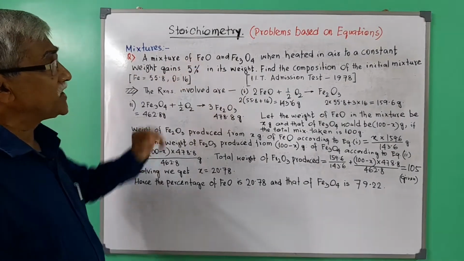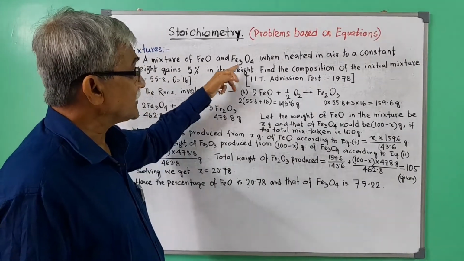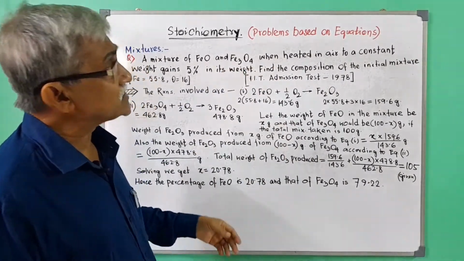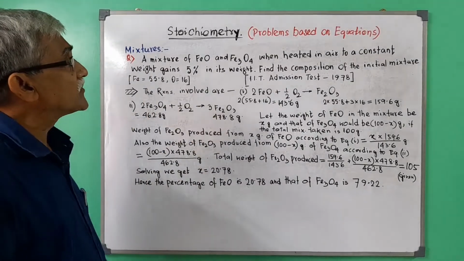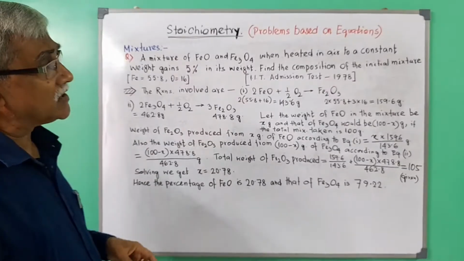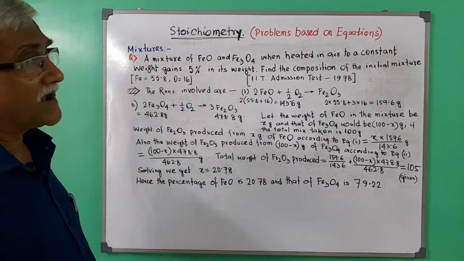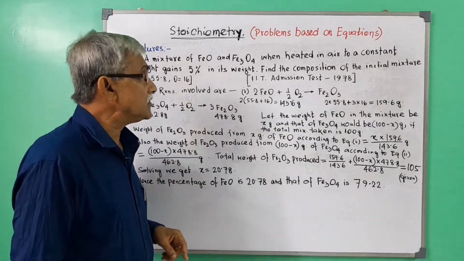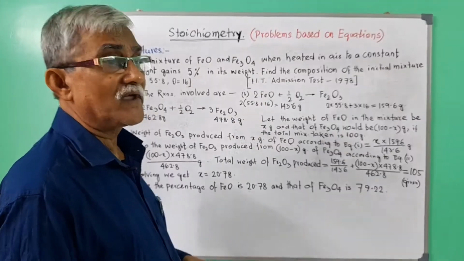Now a sum from mixtures. A mixture of FeO and Fe3O4, okay, it's magnetic, when heated in air to a constant weight, gains 5% in its weight. Find the composition of the initial mixture. Given Fe is equal to 55.8, oxygen 16. This was a question set in the IIT admission test in 1978.